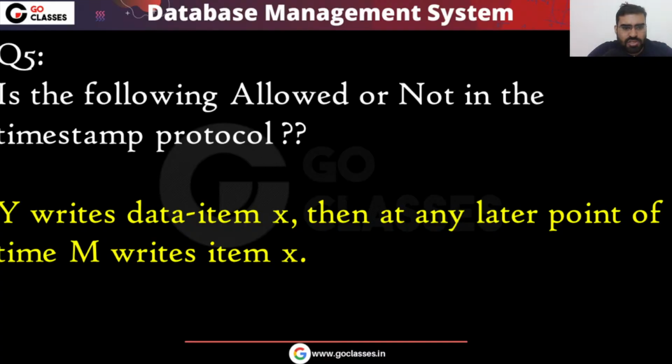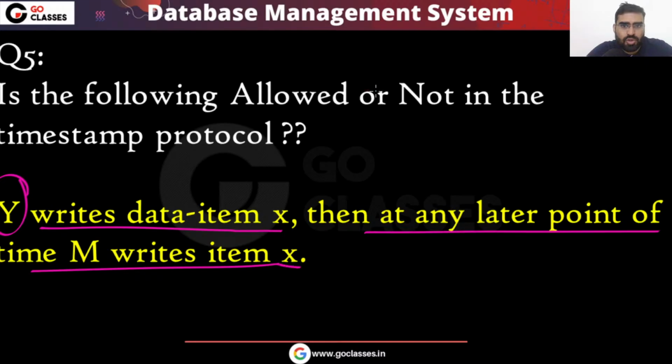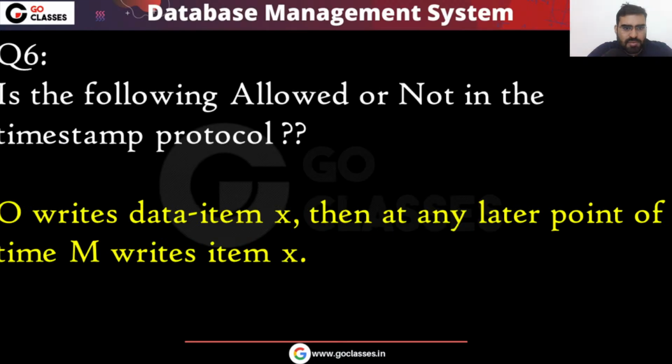Okay, let's see this question. Is this allowed or not? The young transaction is writing data item X. Then at any later point of time, M is writing data item X. So again, this is not allowed. Correct? This order is not allowed. Very simple. Okay. Now let's see the next question. Tell me the answer for this one. Question number 6.